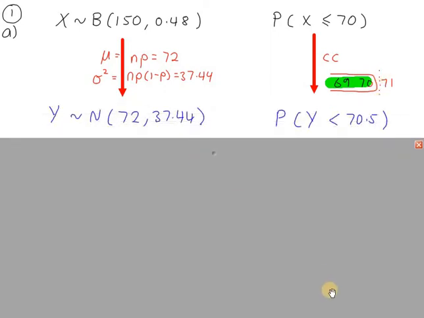So now we have a problem that's in the normal distribution. Mean, variance, and P(Y less than 70.5). The equals is not going to do anything there, you can put it in if you like. And the 70.5 was that boundary there. This is for the continuity correction.